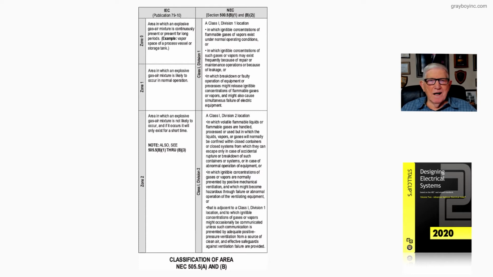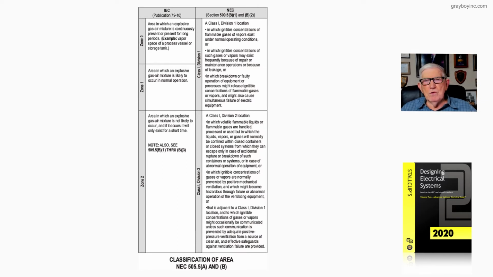Now, an area in which an explosive air mixture is likely to occur under normal conditions, and that would be a Zone 1. And Zone 1 is when the vapor's there less than 1,000 hours but 100 hours or more. And then they're considering that would be a Zone 1. And notice that Zone 0 and Zone 1 is equal to Class 1 Division 1.